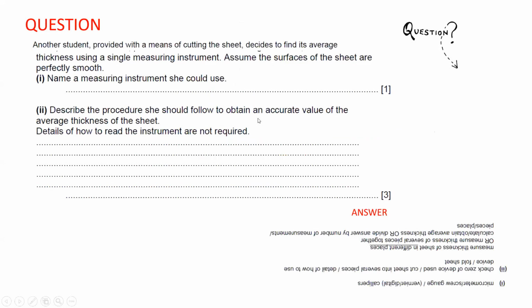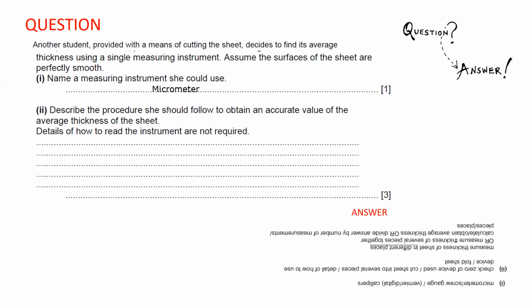Now the structured questions. Another student is provided with a means of cutting sheets and decides to find the average thickness using a single measuring instrument. Assume that the surfaces of the sheets are perfectly smooth. Name a measuring instrument she could use. So what could the student use to measure the thickness of the sheet as accurately as possible? She can use a micrometer. Yes, the micrometer is the answer.